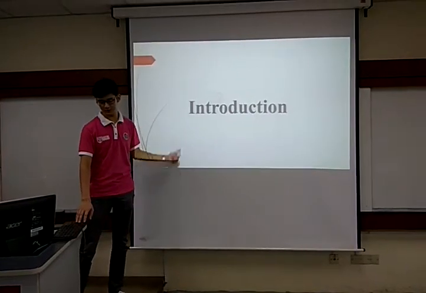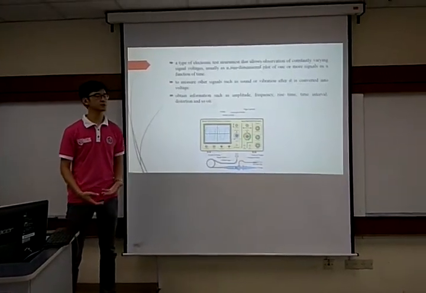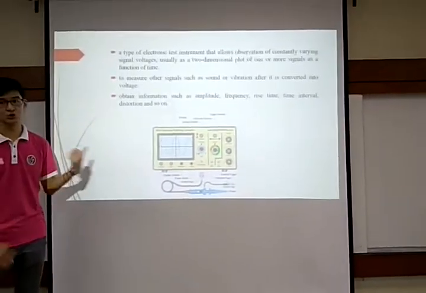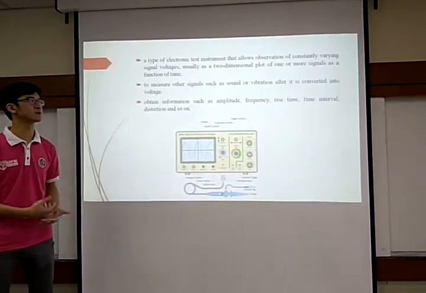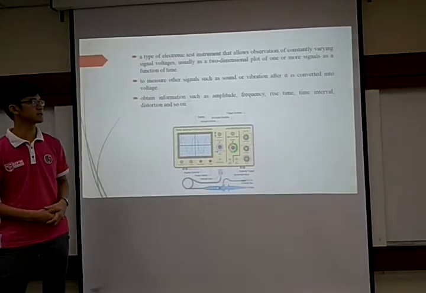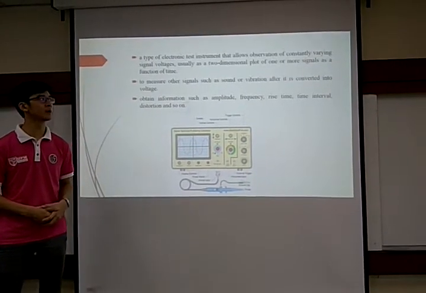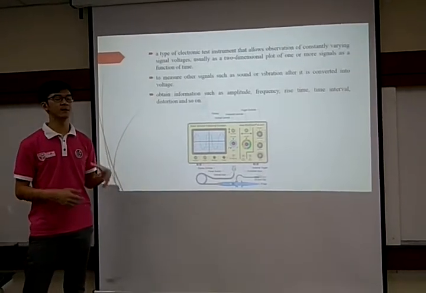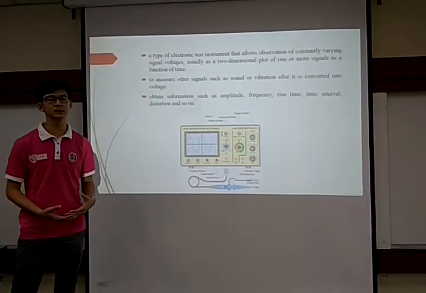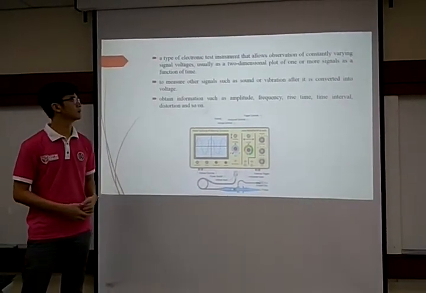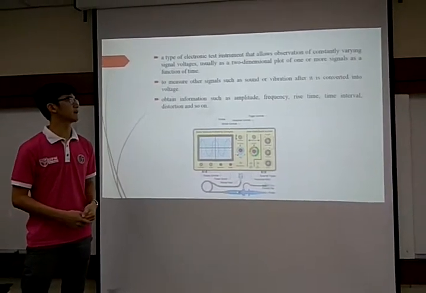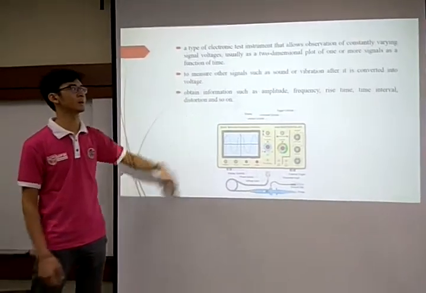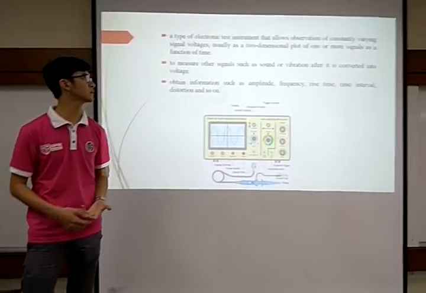First of all, the introduction. I will introduce what an oscilloscope actually is. An oscilloscope is a type of electronic test instrument that allows observation of constantly varying signal voltages, usually as a two-dimensional plot of one or more signals as a function of time. That means the oscilloscope is used to display the signal in the time base. Second, the oscilloscope is used to measure other signals such as sound or vibrations after they are converted into voltage.